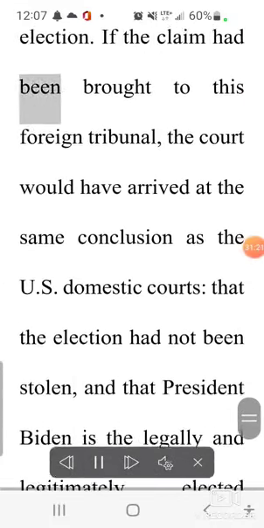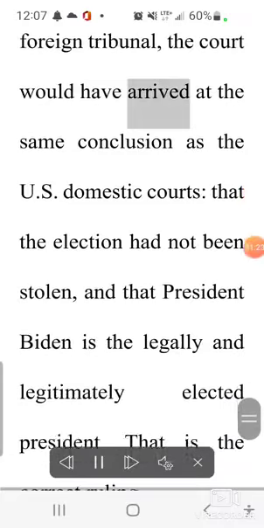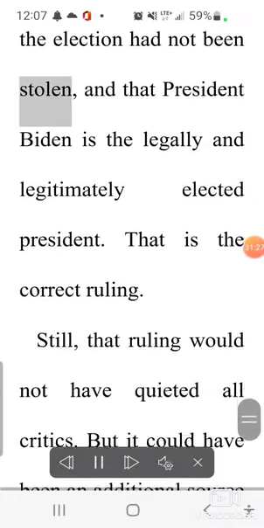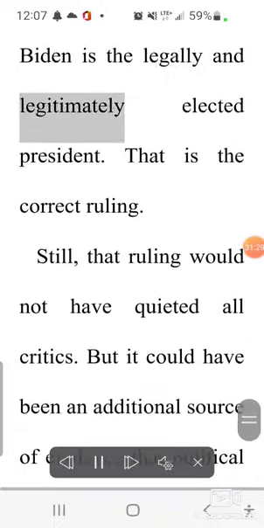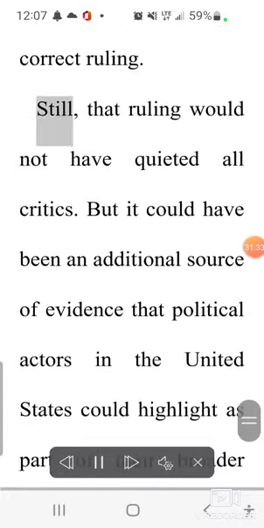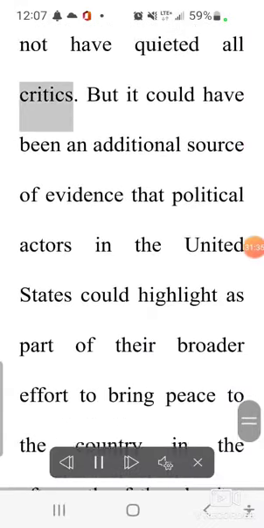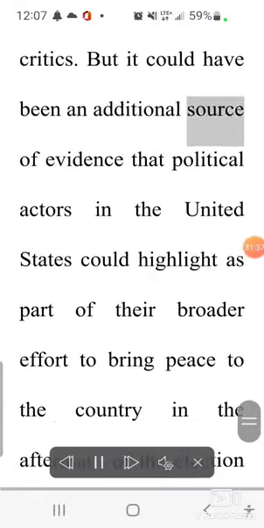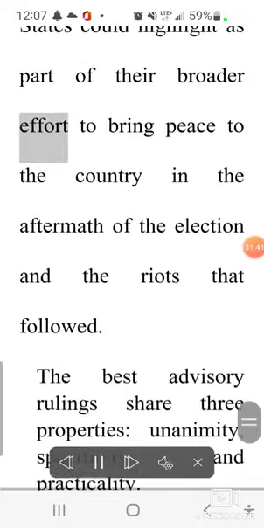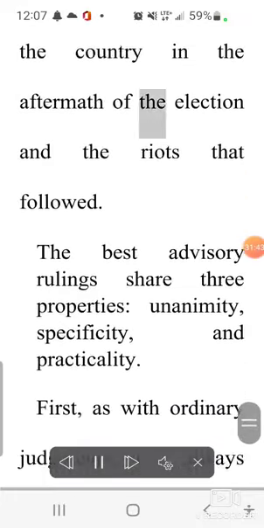If the claim had been brought to this foreign tribunal, the court would have arrived at the same conclusion as the U.S. domestic courts, that the election had not been stolen, and that President Biden is the legally and legitimately elected president. That is the correct ruling. Still, that ruling would not have quieted all critics. But it could have been an additional source of evidence that political actors in the United States could highlight as part of their broader effort to bring peace to the country in the aftermath of the election and the riots that followed.